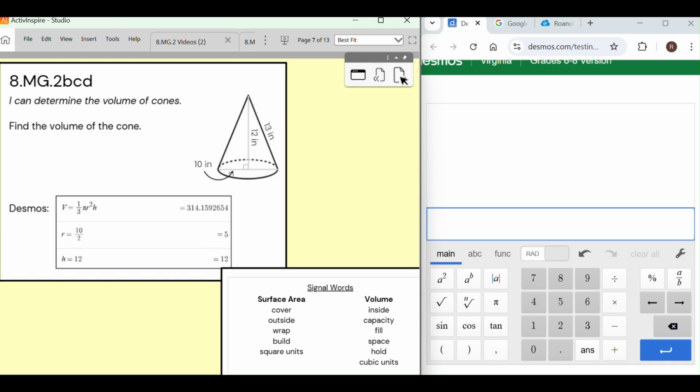And we are going to say, I can determine the volume of cones. Find the volume of this cone. Well, first of all, let's talk about the signal words.